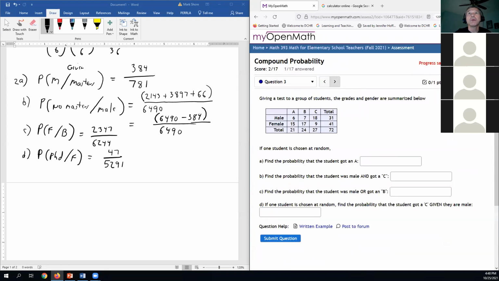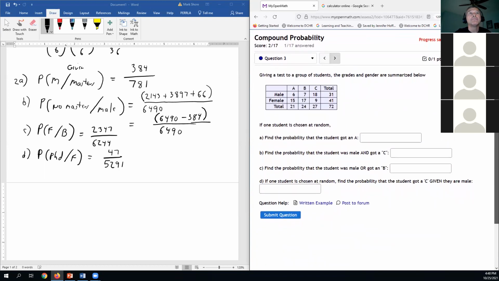Okay, moving on to problem 3. Let's take a look at it here. So on 3, it says, here's a little table with the same type of thing. This is gender here and a person's grade here. And it says, if one person is chosen at random, on part A, find the probability that the student got an A. Well, it didn't say given or anything. This is just a straight probability.